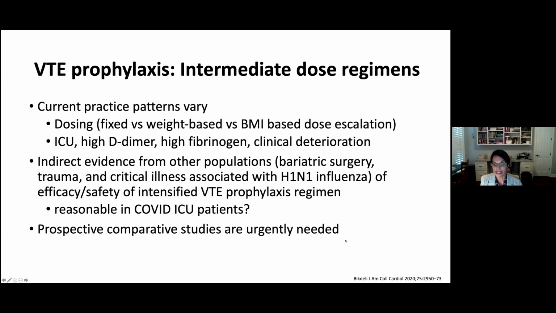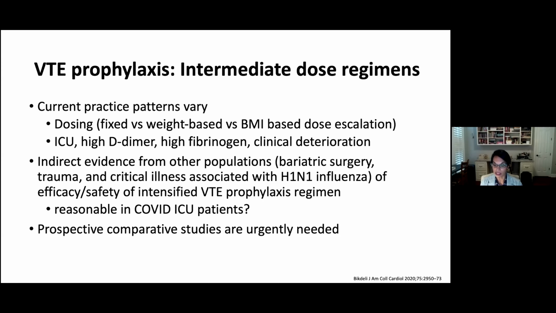Many institutions, in an effort to reduce thrombosis events, have implemented empirically higher doses of thromboprophylaxis, now that we are seeing some preliminary data showing higher rates of breakthrough thrombosis on standard doses. However, this strategy is in no way standardized and varies. Some institutions are basing intermediate doses on weight or BMI, others using ICU status to dose escalate. Some have used D-dimer elevation and clinical severity.